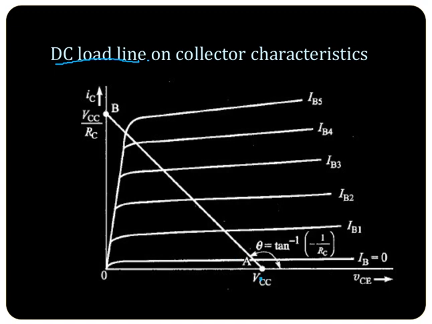So how do we plot this DC load line? We got the y-intercept C as VCC by RC, and we got the slope as minus 1 by RC. So this theta will be tan inverse of minus 1 by RC. This is the slope M. So you got the slope, this theta, and you got the y-intercept, and what are the values when VCE is 0 and IC is 0?